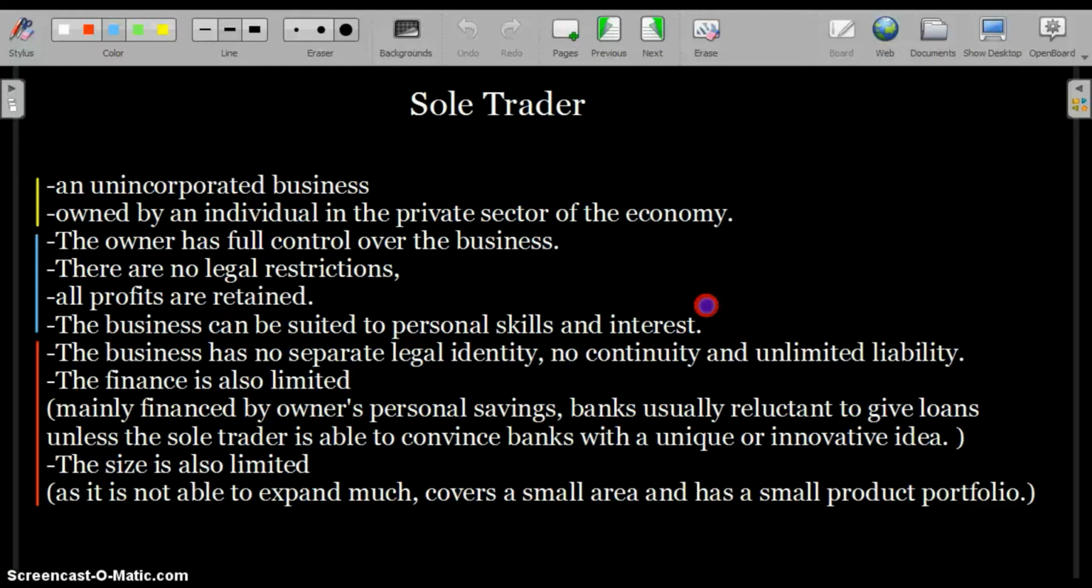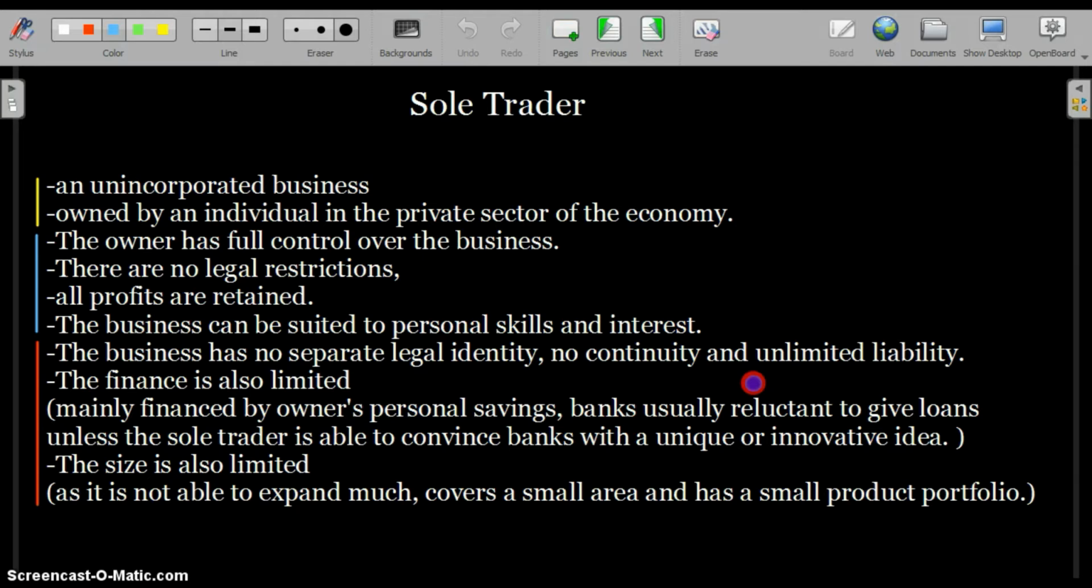However, it has some drawbacks. Since it's an unincorporated business, it has no separate legal identity, it has no continuity, and it has unlimited liability. We have talked earlier about no separate legal entity, no continuity, and unlimited liability in the previous video. So if you want to check that out, you can skim through that. No separate legal entity means that the business and the owner are treated as the same person. So any loss made by the business, the owner is also involved.